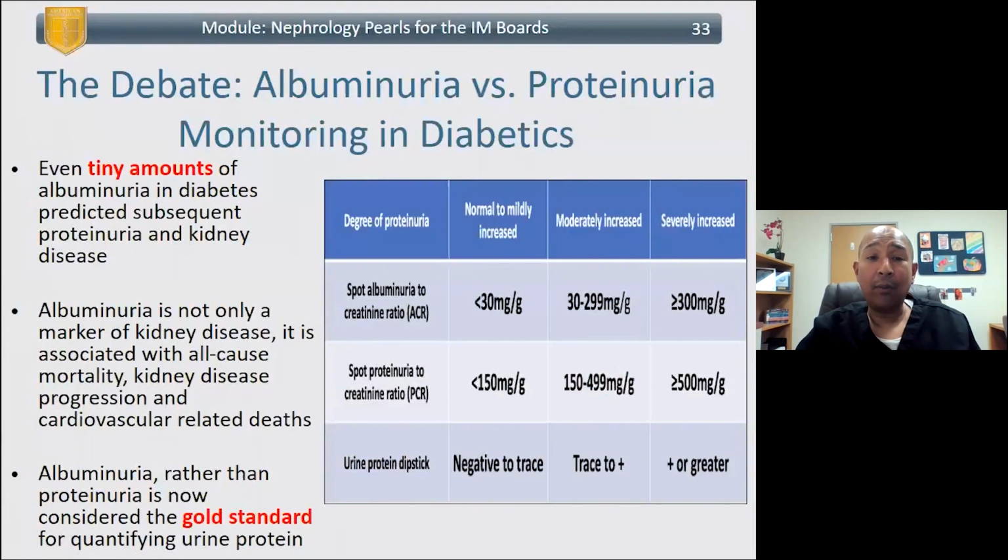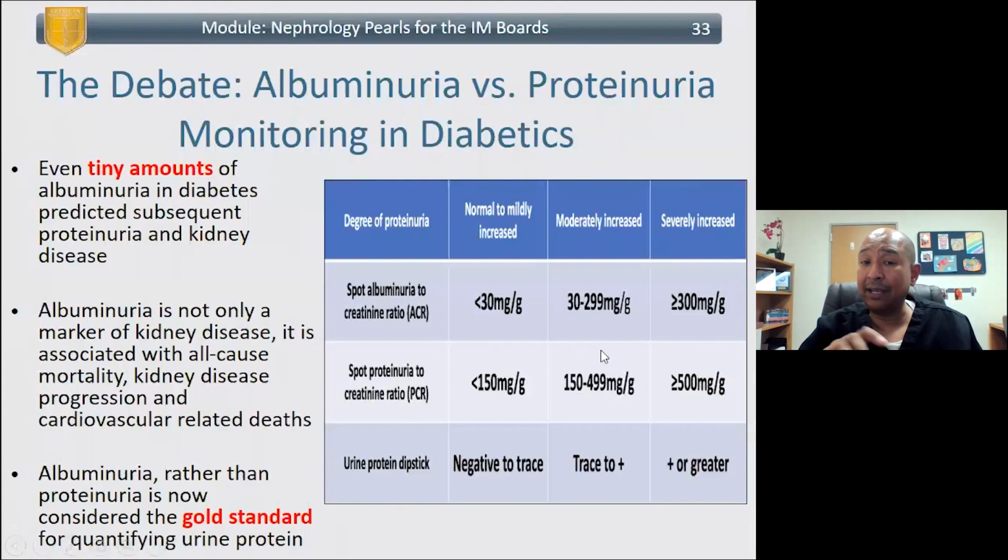So I wanted to put this here because there's that big debate. Why are we using albuminuria? Why not proteinuria? Or is one better than the other? And the big take-home message really comes down here: albuminuria is not only a marker of kidney disease, it's associated with all-cause mortality, kidney disease progression, and cardiovascular-related death. So albuminuria, rather than proteinuria, is now considered the gold standard for quantifying urine protein.